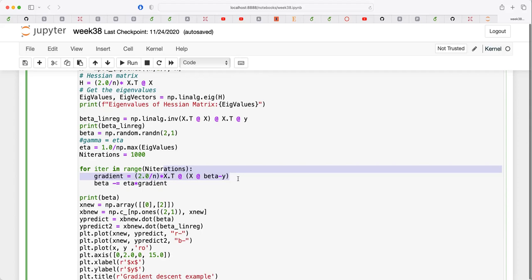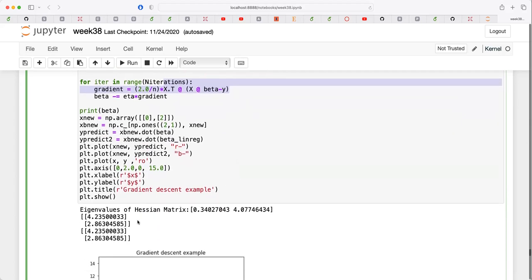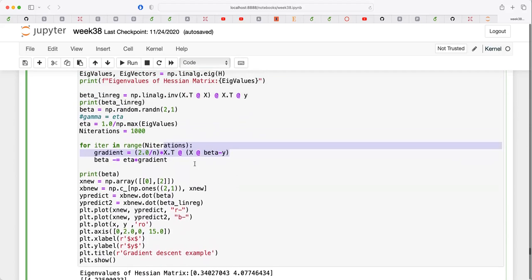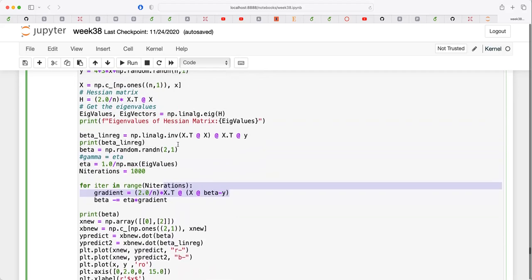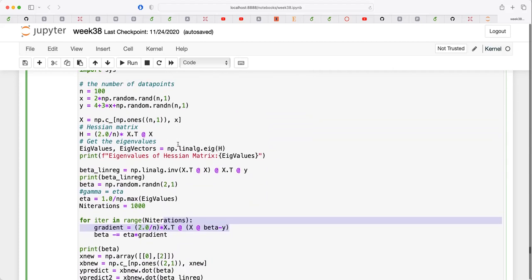Okay, and what you saw then is that I basically get the same result which I get by matrix inversion. So now I'm running through all the data points. What I could do next is simply to change this value of eta. Let me change this eta to, let's make it much, much smaller.